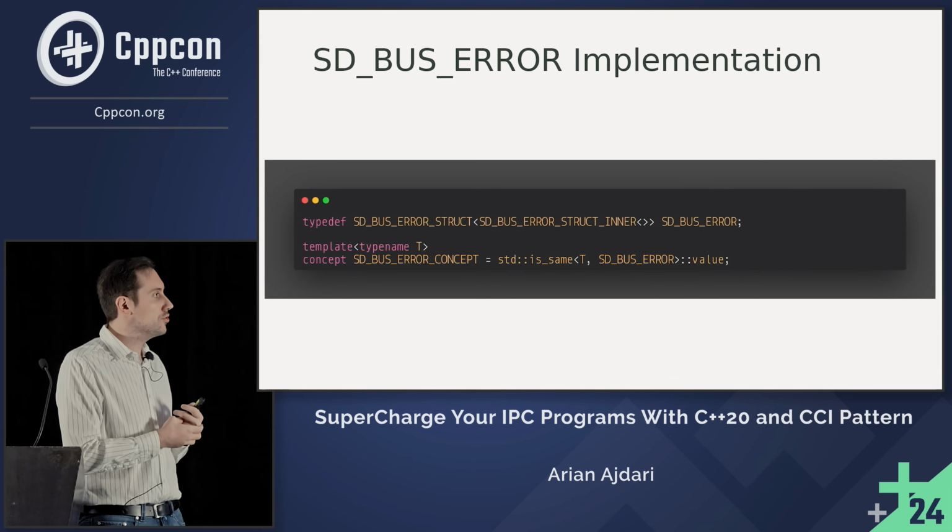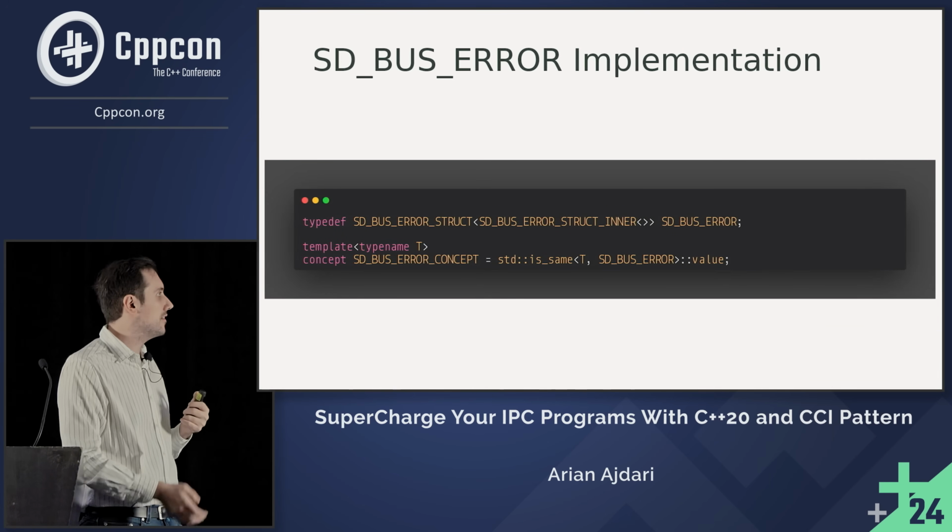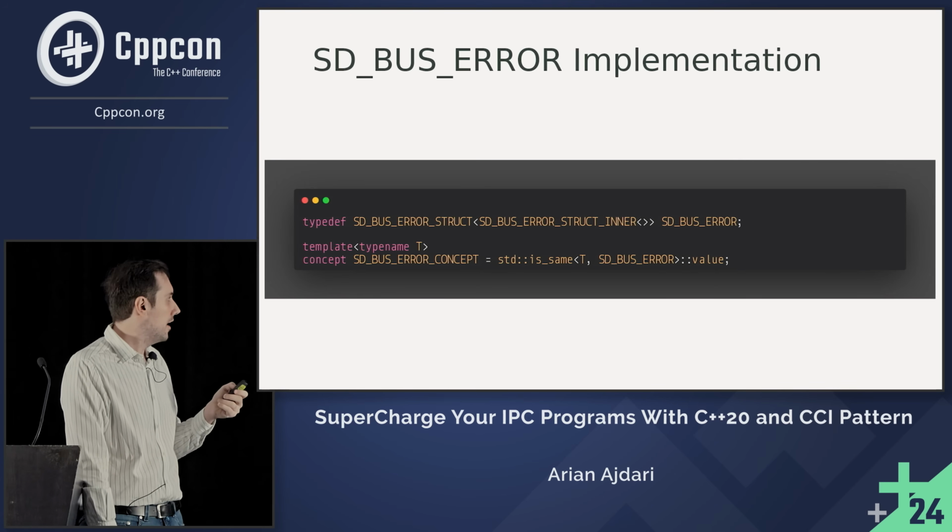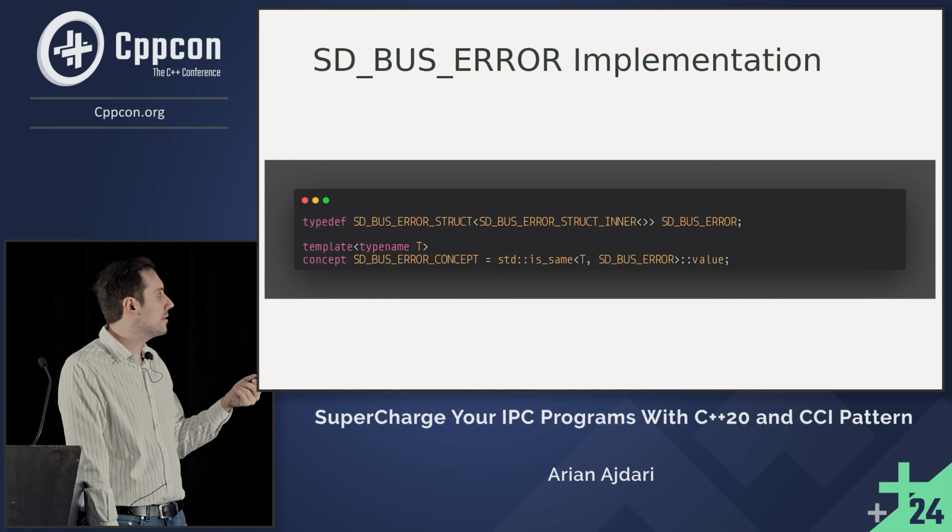And to be able to use it in the function and make sure that all constraints are satisfied, we just create a concept making sure that the type that we are providing is actually of an sd_bus_error type.